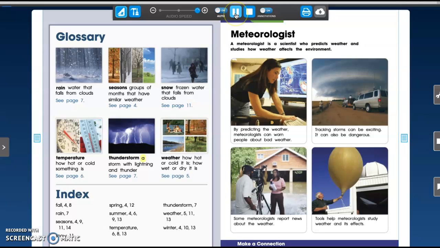Thunderstorm. A storm with lightning and thunder. See page 7. Weather. How hot or cold it is. How wet or dry it is. See page 5. Career connection.